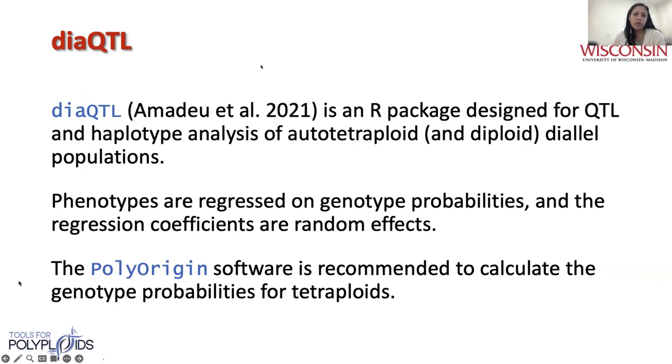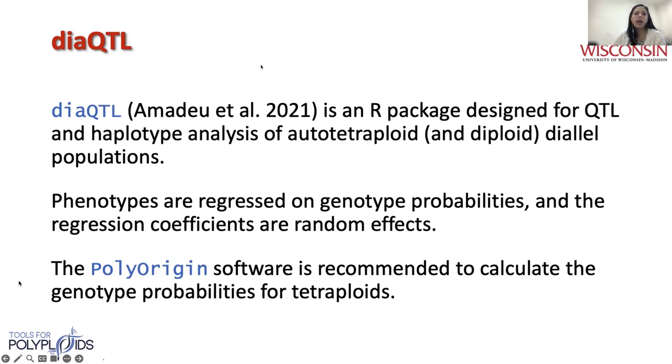So here there are two main things. First, we need to have a diallel population, meaning that these are populations that are interconnected by the parents. And second is that we use genotype probabilities, not genotype calls. So we will have to calculate these genotype probabilities before we can use QTL. There are a few ways to calculate these genotype probabilities.